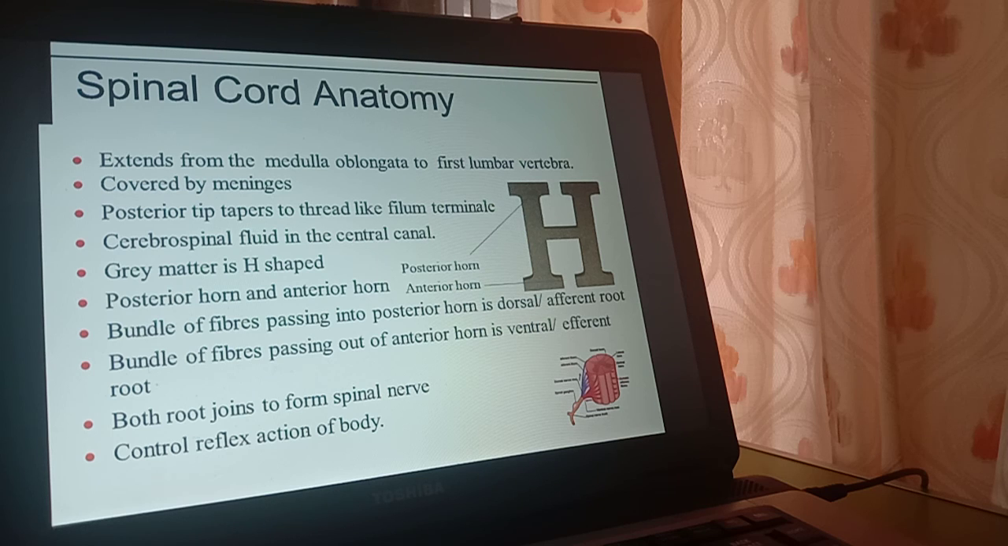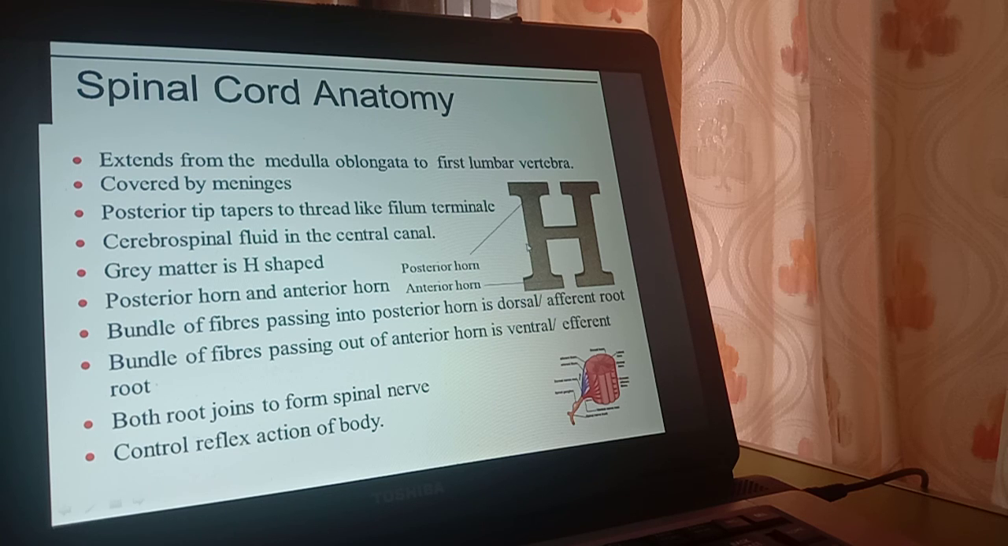Coming to the spinal cord, it extends from the medulla oblongata to the first lumbar vertebra. It is covered by membranes known as the meninges. The posterior end tapers like a thread, and we call that the filum terminale. Then there is cerebrospinal fluid in the central canal. There is a fluid within this membrane, which is known as the cerebrospinal fluid. And the grey matter is H-shaped, so it has a posterior horn and an anterior horn.